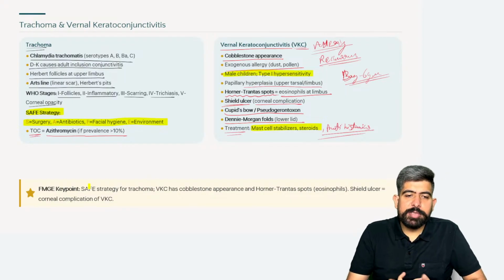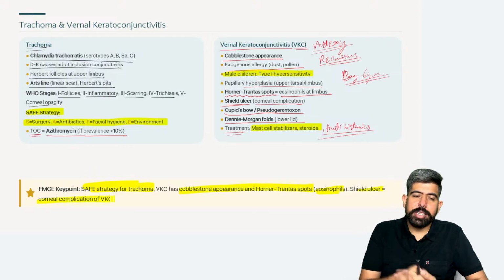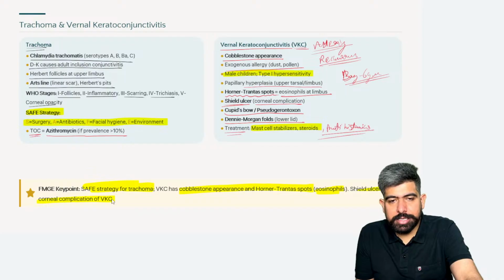Now, what are the FMG key points here? The SAFE strategy is for trachoma. Yes, and please remember the VKC has the cobblestone appearance and the Horner-Trantas spots. Yes, we have to remember. What is the shield ulcer? Yes, the shield ulcer is the corneal complication of the VKC. Yes, shield ulcer, which we can say is the non-healing ulcer also, right?